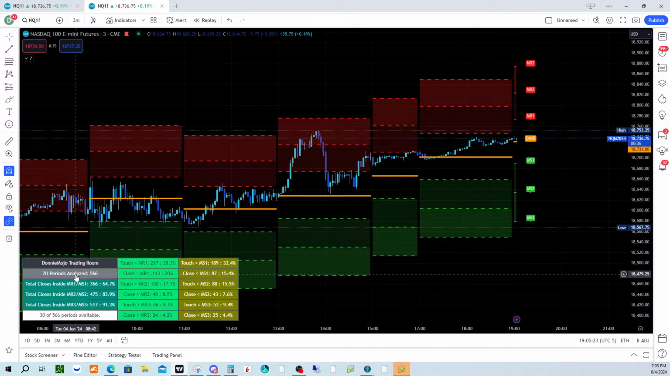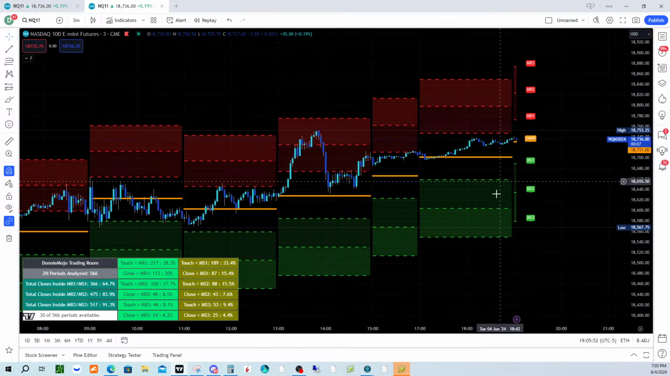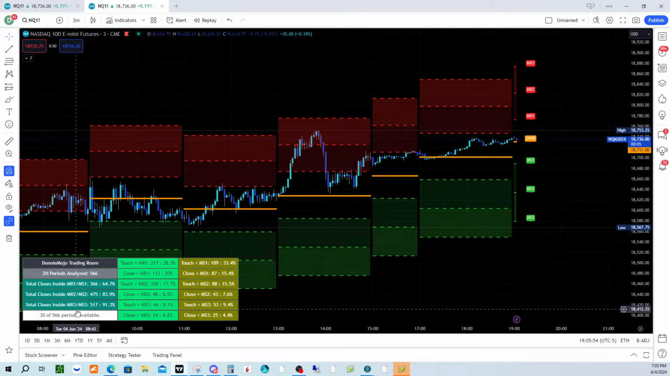So we have the statistics for MR1, MR2, MR3 and MS1, MS2, MS3. MR1 and MS1 are the first levels, above and below the line in the sand. Then you have MR2 and MS2, the second lines, above and below the line in the sand. Then you have MR3 and MS3, the third line that we just added, above and below the line in the sand.